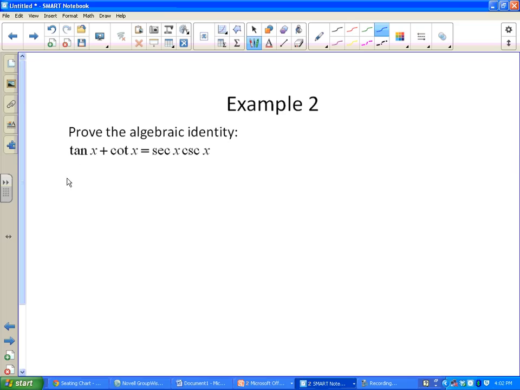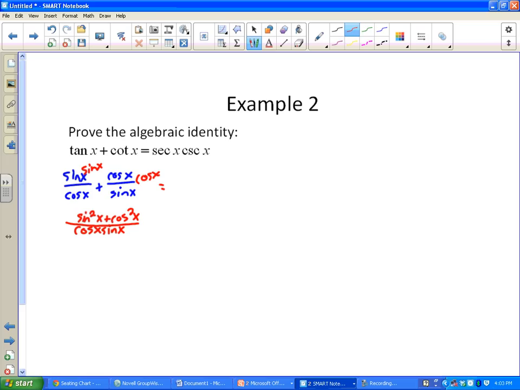So I'm going to choose to work with the left side because I have a plus sign here. I know that I can write tangent as sine over cosine, which gives me a fraction. I know that I can write cotangent as cosine over sine, which gives me a fraction, and I'm adding those fractions together, which means I need common denominators. The common denominator here would be cosine x sine x, because it has both the denominators. This fraction is missing a sine x. This fraction is missing a cosine x. So on top here, I would have sine squared x plus cosine squared x.